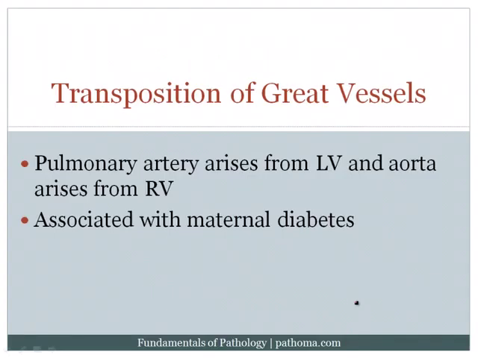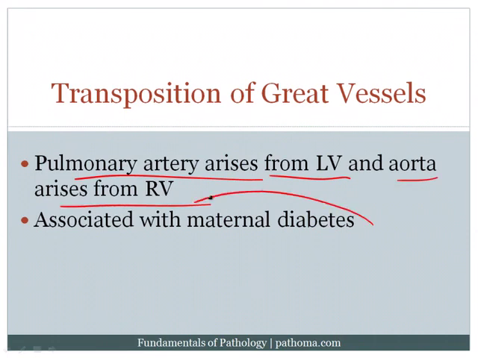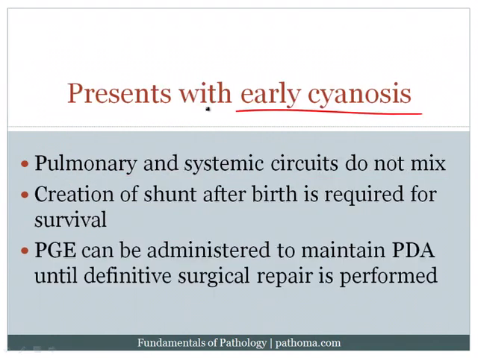So let's go ahead and read now. Transposition of the great vessels. You get the pulmonary artery arising from the left ventricle, the aorta from the right ventricle, as I've already described. Associated with maternal diabetes, high yield. High yield that this is associated with maternal diabetes. This is going to present with early cyanosis, and that's because the blood from the right side of the heart is basically going to go into the aorta, and then it's going to go back into the right side of the heart and back into the aorta, and the blood will all be deoxygenated blood running through the circuit.